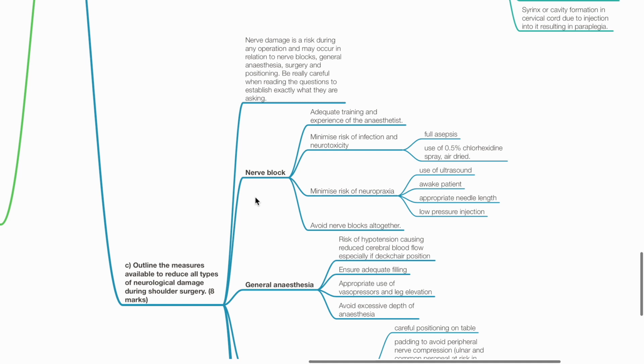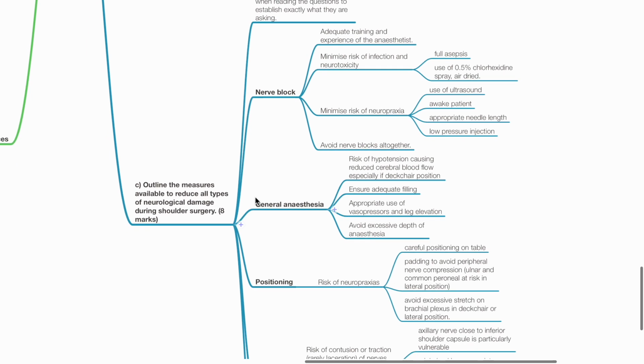Minimize risk of neuropraxia by using ultrasound, performing the block in an awake patient, having appropriate needle length, and low pressure injection. Or avoid nerve blocks altogether. GA: risk of hypotension causing reduced cerebral blood flow, especially if in the deck chair position. Ensure adequate filling, appropriate use of vasopressors and leg elevation, and avoid excessive depth of anesthesia.